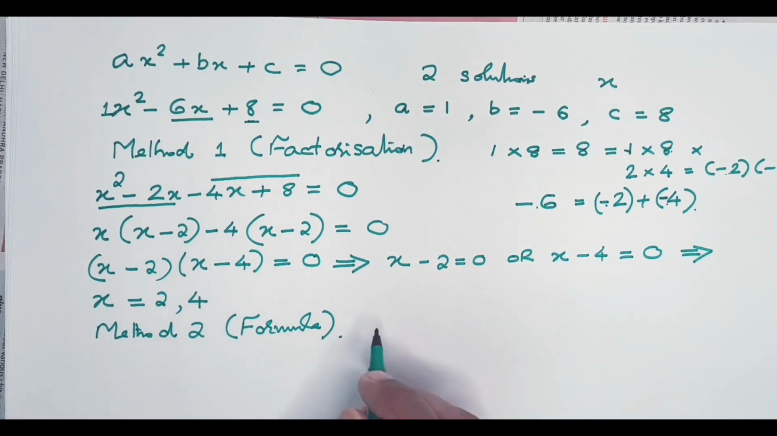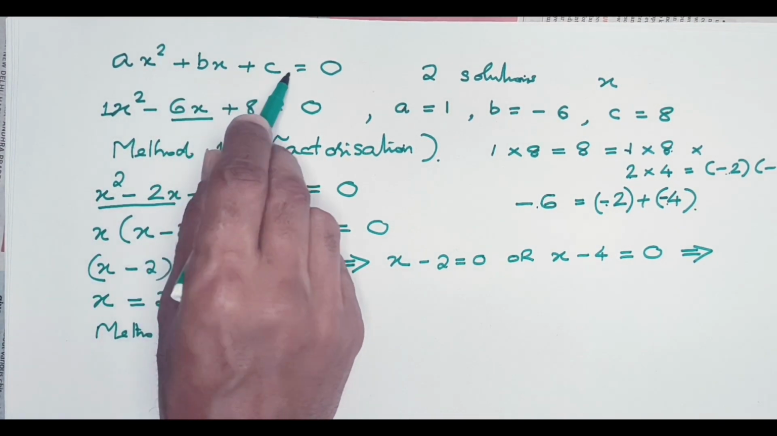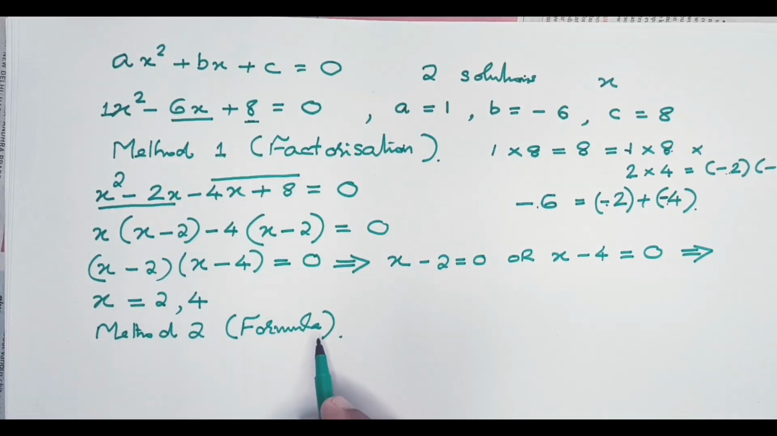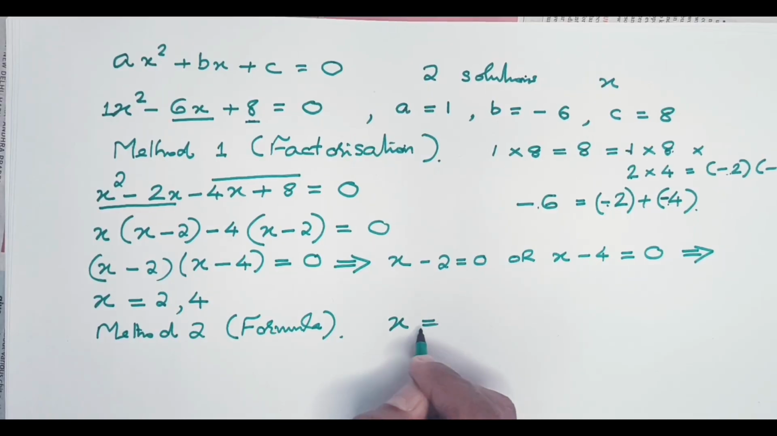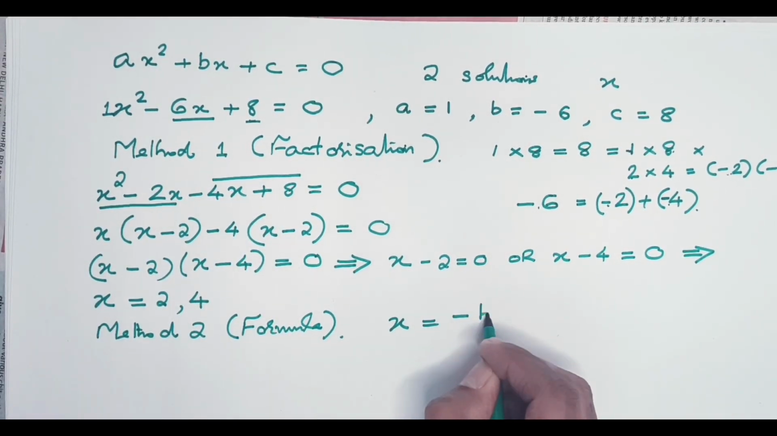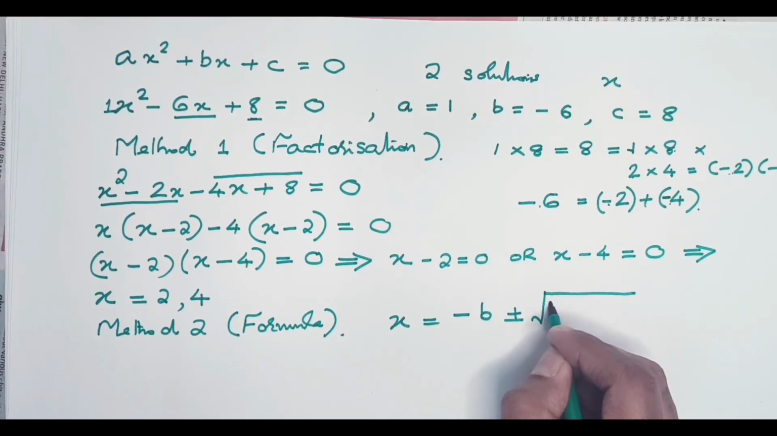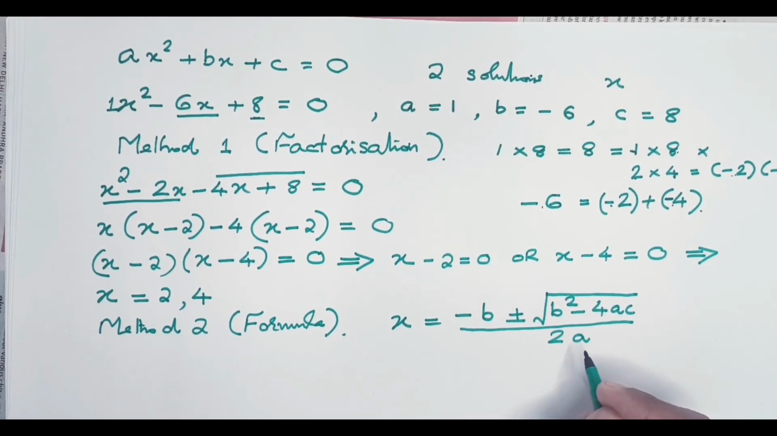In that case, there is a direct formula using which you can find out the values of x. For example, as I said, ax squared plus bx plus c equals 0 is the general form of a quadratic, and the values of x, or the solutions of this quadratic equation, will be x equals minus b plus or minus the square root of b squared minus 4ac, divided by 2a.